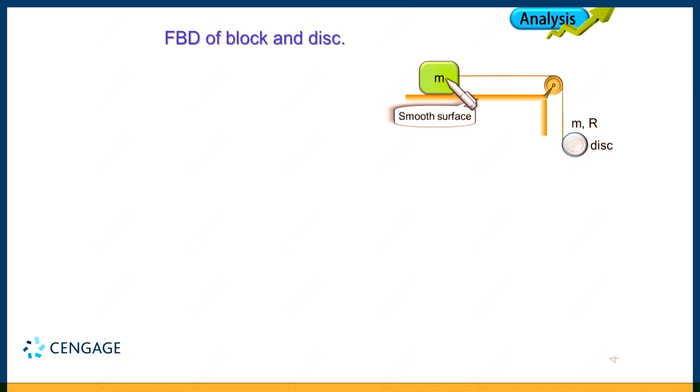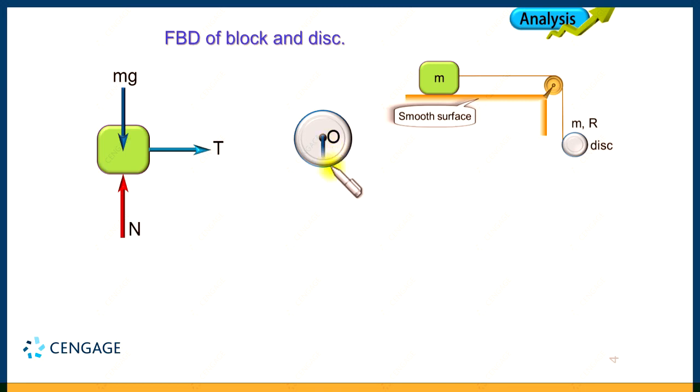First analyze the block. We can observe that the block has three forces: the weight mg, the normal reaction in the upward direction, and the tension force acting on the block in the rightward direction. This is mg, this is the normal reaction. The normal reaction is a pushing force acting toward the block, and tension is a pulling force acting away from the block. Now consider the disc. The disc has two forces. One is the weight, the gravitational force. Second is the tension force acting in the upward direction, like this. This is the weight, and this is the tension force.